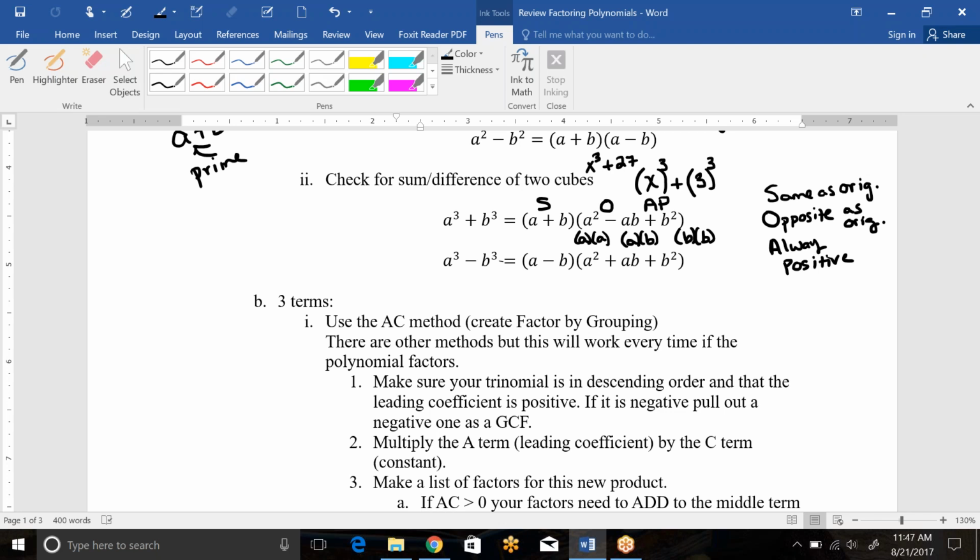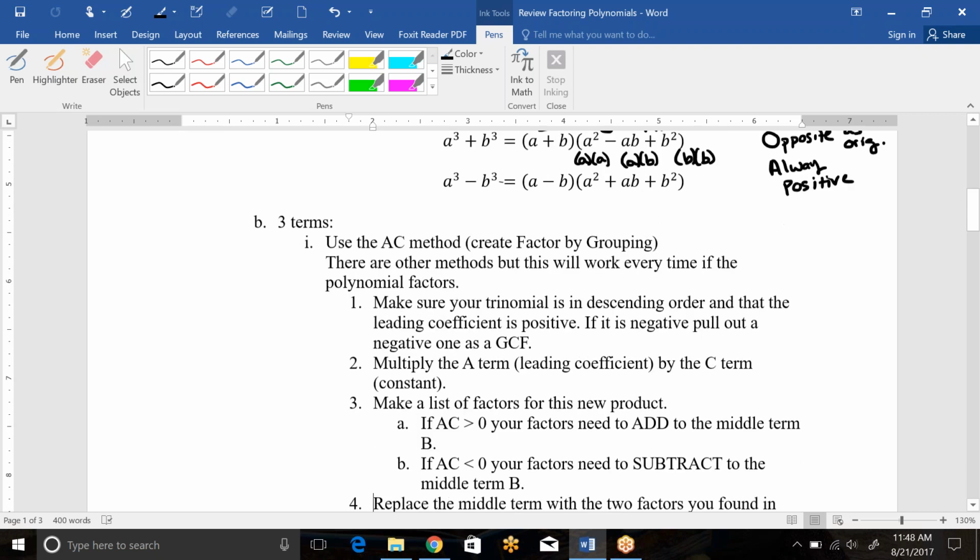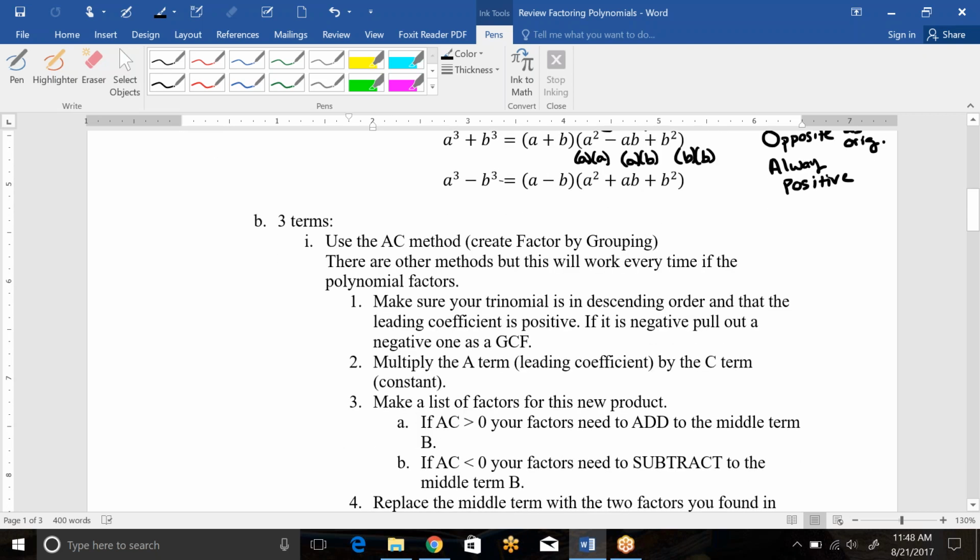Factor by grouping is done when we have 4 terms, so we will discuss it in just a second, but we're going to set up factor by grouping to do the AC method. The first thing you do is make sure your trinomial is in descending order and that the leading coefficient is positive. The reason we do that is it makes the signs work out the way we expect them to. If you do have a negative in front of your leading coefficient, I usually pull that out as a GCF of -1, regardless of whether there's any other GCF.